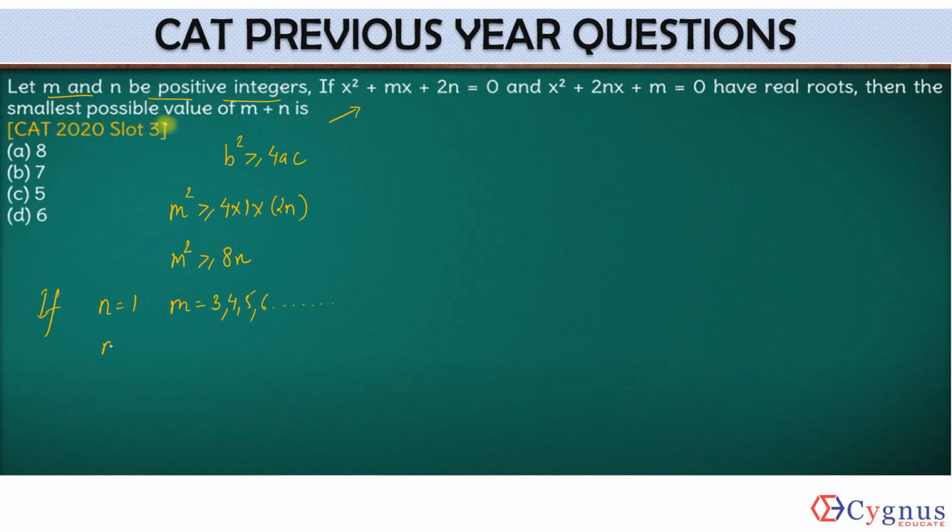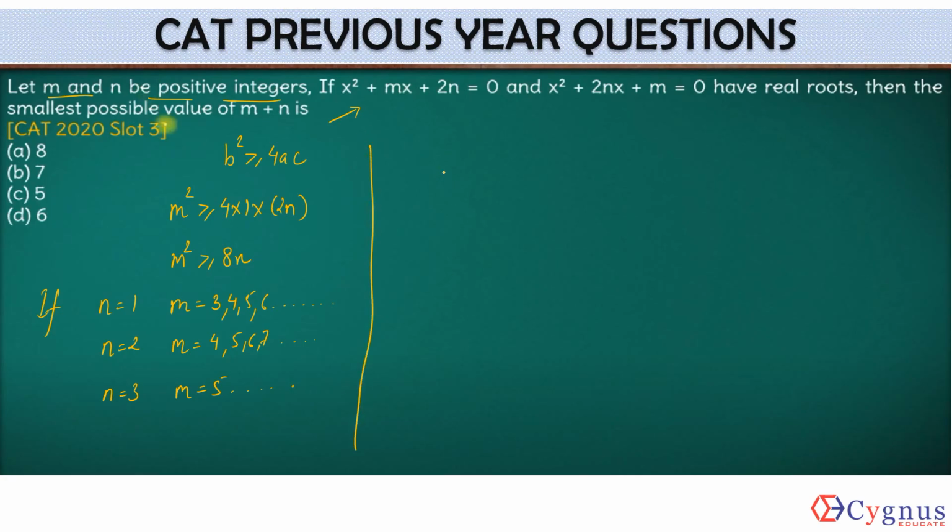What if I put n equal to 2 here? When you put n equal to 2, this becomes 16. So m square has to be greater than or equal to 16. In that case, m has to be minimum 4, so 4, 5, 6, 7, and so on. These will satisfy. If n is equal to 3, you get 24 here. Now, m will start from 5 onwards. This is the first case.